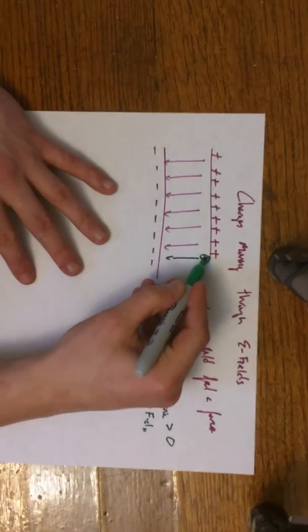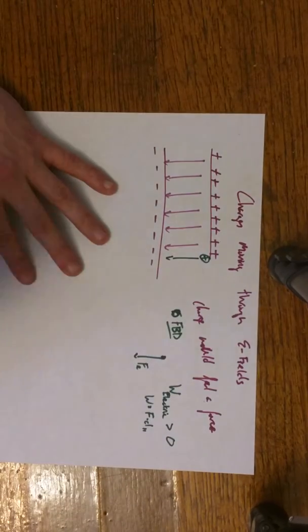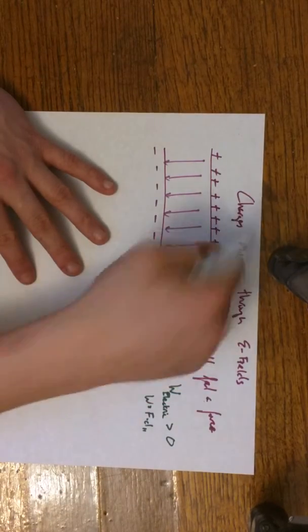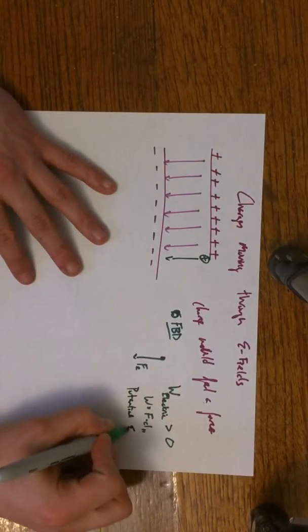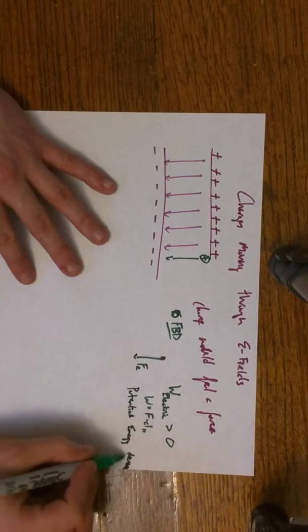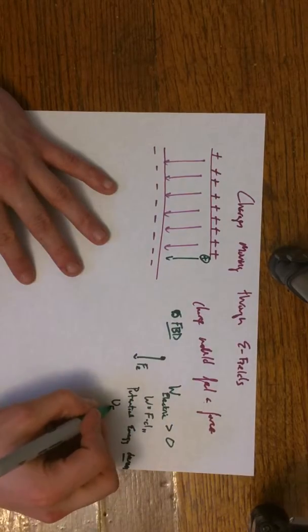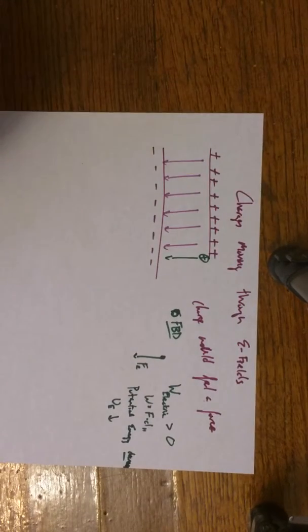As the positive charge moves downward, though, its potential energy decreases because it turns into kinetic energy. So potential energy decreases. UE goes down.